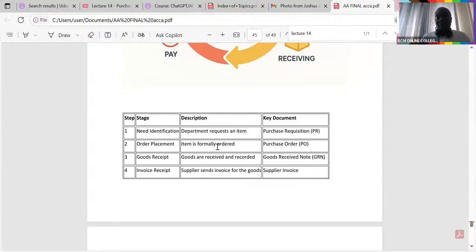Because in audit, even in these organizations, we always prefer working with documentation. So then we have the purchase order. Now, after the order placement, we receive the goods. Goods are received and, most importantly, recorded. Recorded in which document? Goods received note.